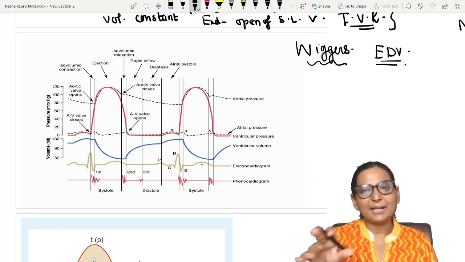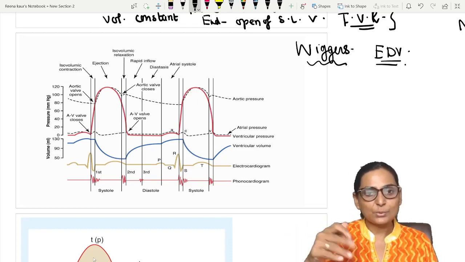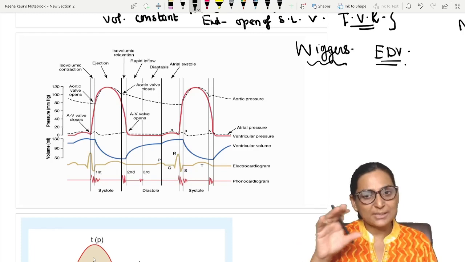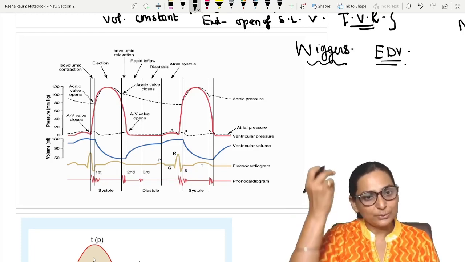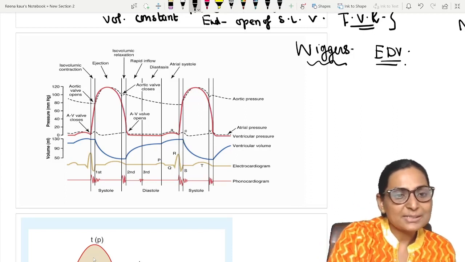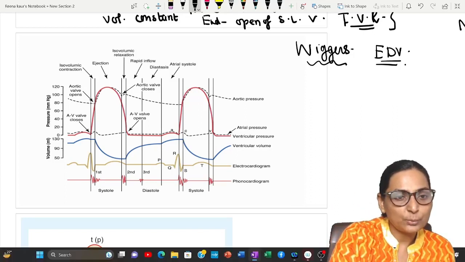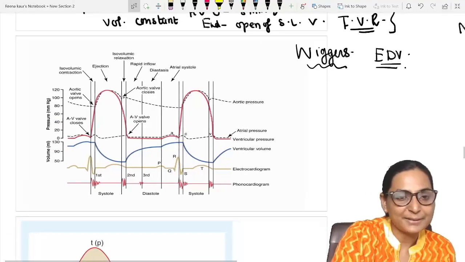So don't panic, we will be repeating these terminologies again with our cardiac output in the next class. So again they will be repeated, but you have listened now, so the second time, when you listen, you will percolate it more into your brain. Now, what is this Wiggers diagram? Just concentrate over the Wiggers diagram. It seems to be very complex, but it is not very complex once you understand it.